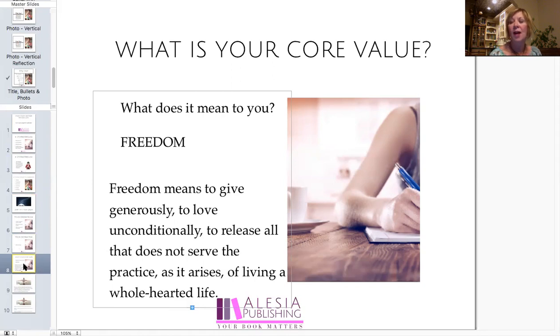And if you know that, then I'd love for you to put that in the chat or to private message me, send me a message. I would love to know what your dream is, what your idea for your book is, and what your core value is, and also what gets in your way.